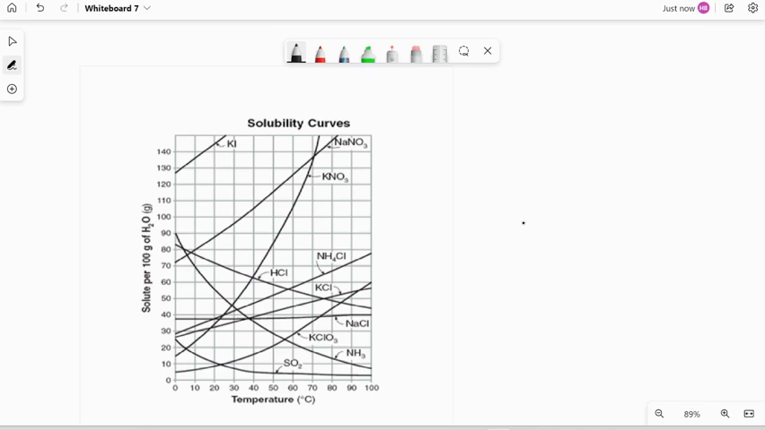Okay, so today we're going to learn how to read a solubility curve. And remember, we talked on Friday about solubility as in how much can dissolve in a particular amount of solvent. In this case, for this graph, the solvent is water. So let's first understand what's going on here. It says solute per 100 grams of water.